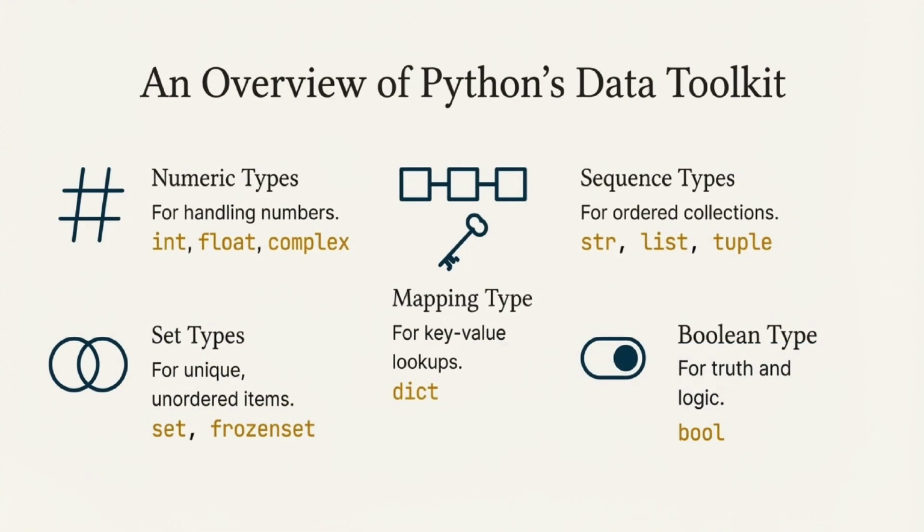Python offers several built-in data types grouped into useful categories. Numeric type handles numbers, sequence type stores ordered collections, mapping type holds key value pairs, boolean type supports logic, and set types manage unique elements. Together, these give Python the flexibility to handle almost any type of data.